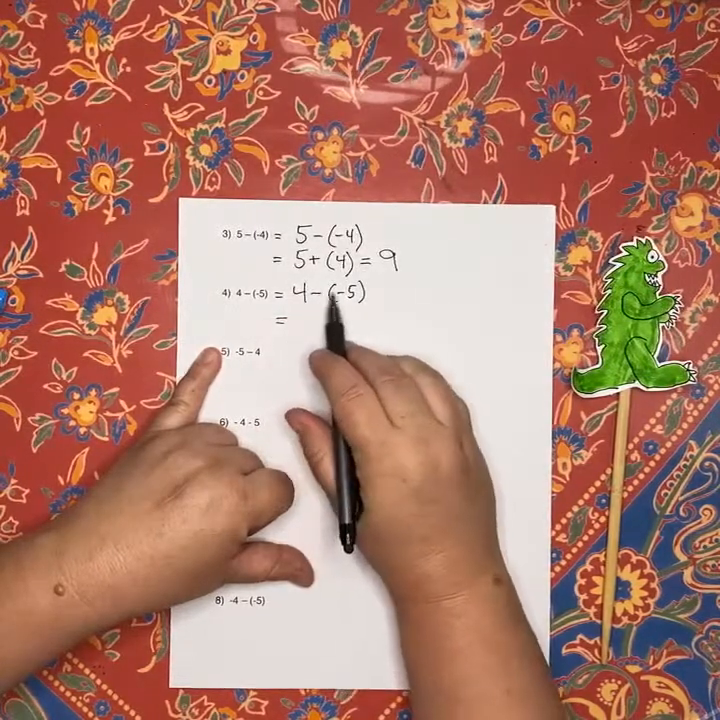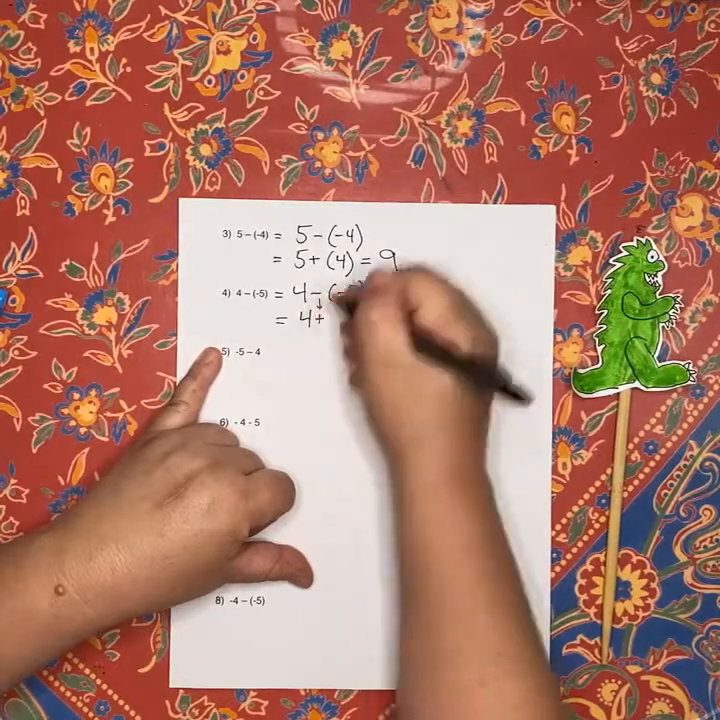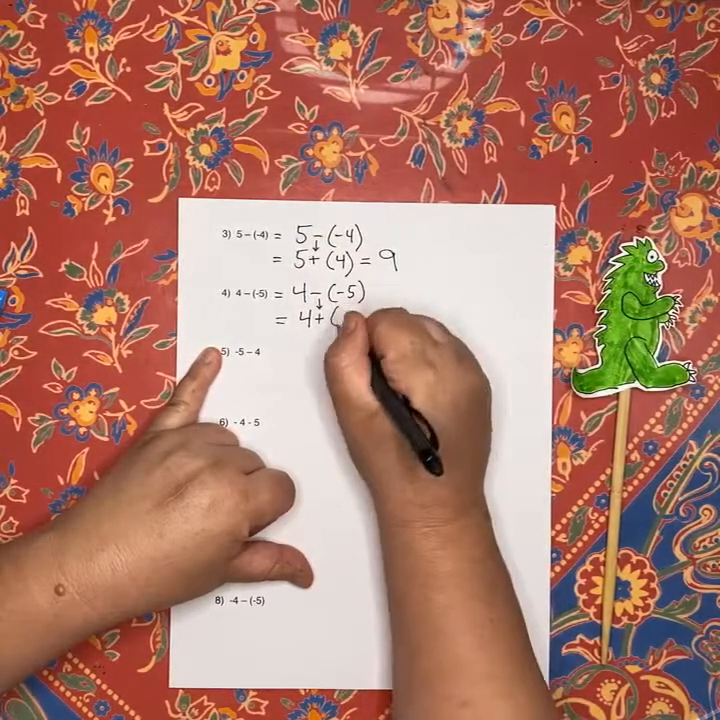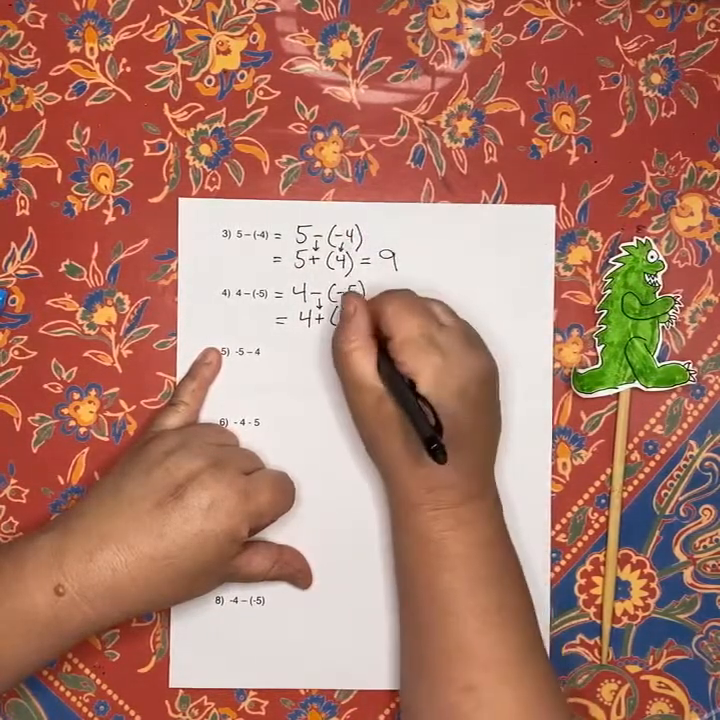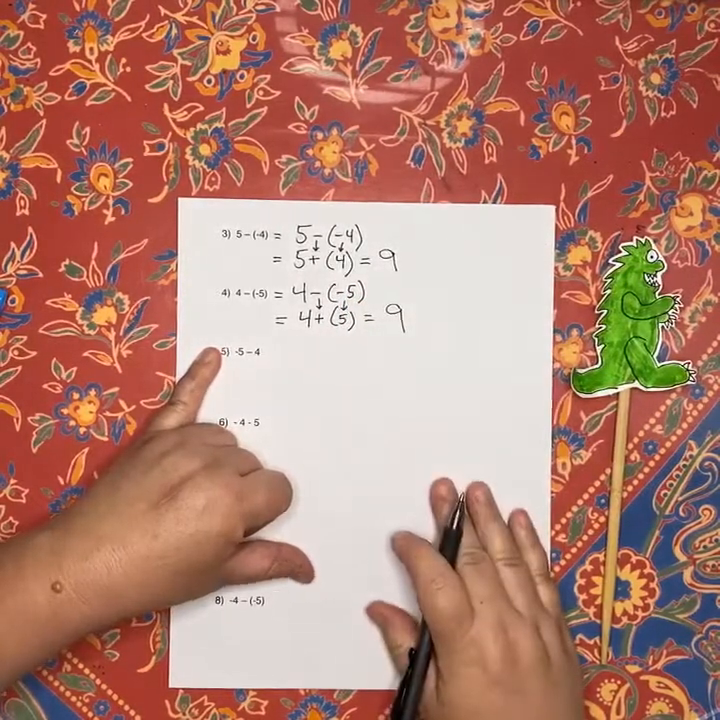Okay, 4 minus a -5 is really 4 plus. I changed this to a plus, right? The minus turns into a plus. And then I changed the second number to its opposite. Oh my gosh, we got 9 again. 4 plus 5 is 9.